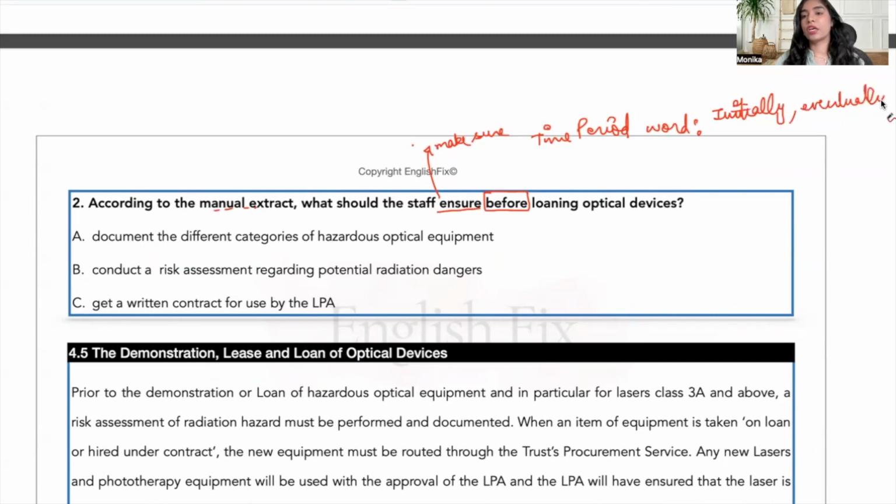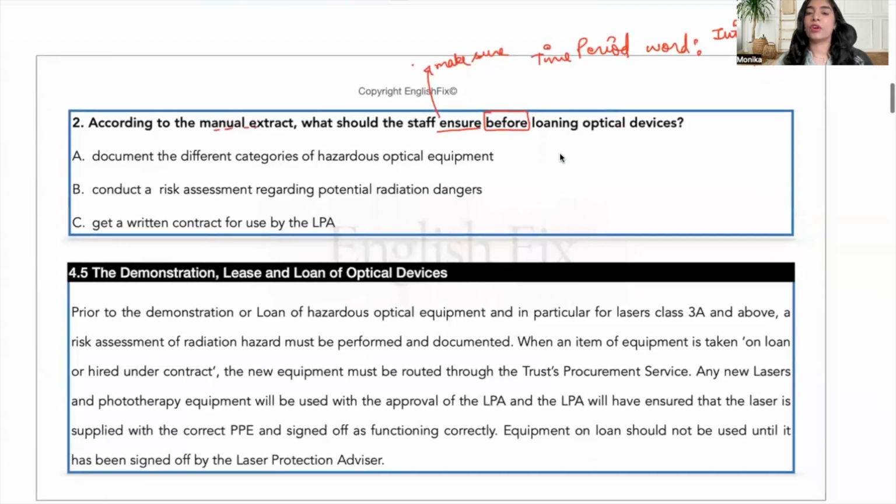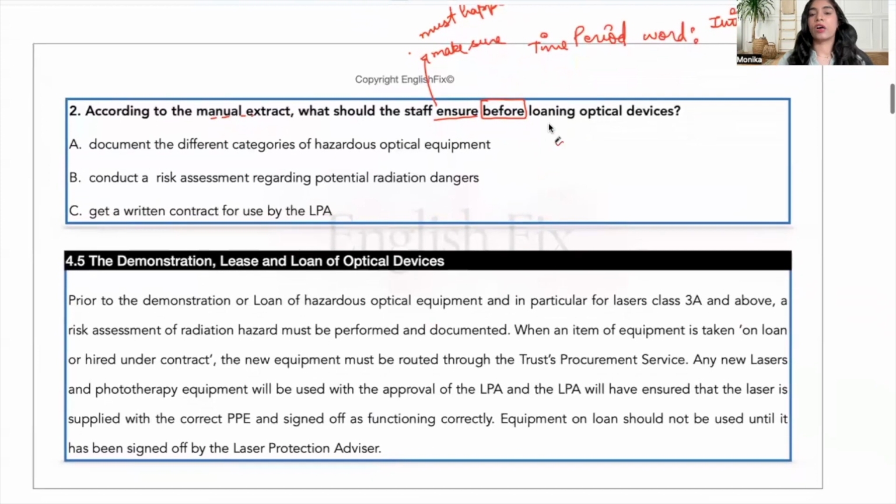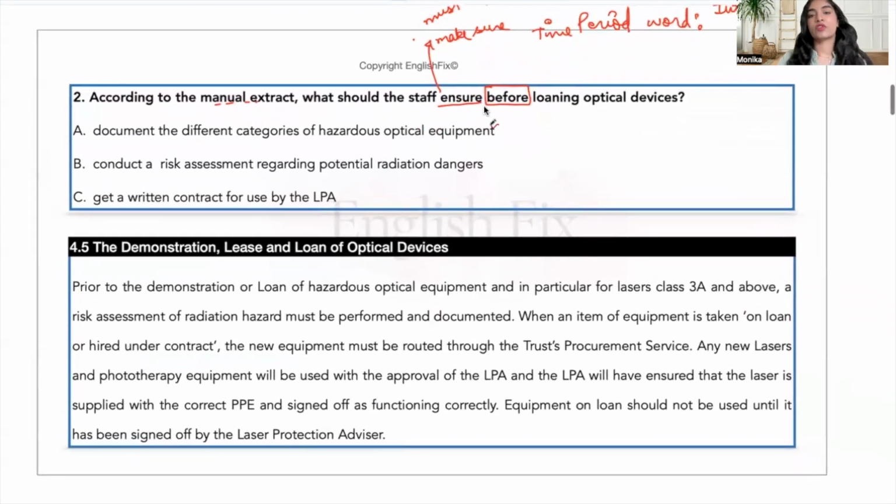It could be prior. Usually, when you have these words in your question or in your answer options, students often miss them because they are very small words. But because these are very small and can be easily missed, the meaning of the answer option or the statement that you're reading is actually changed completely. And that is where the problem lies. So make sure that you have a habit of identifying time period words or modal verbs as soon as possible, just like I have identified here that it must happen, right? So I can get the meaning in must form as well below. So before you loan the optical devices, the staff has to do something.